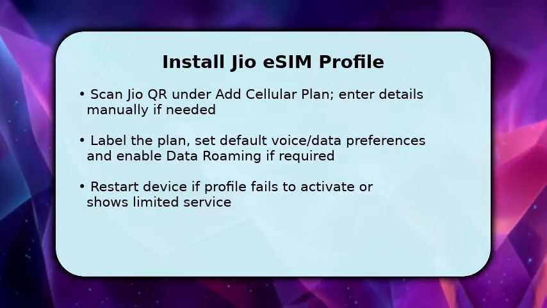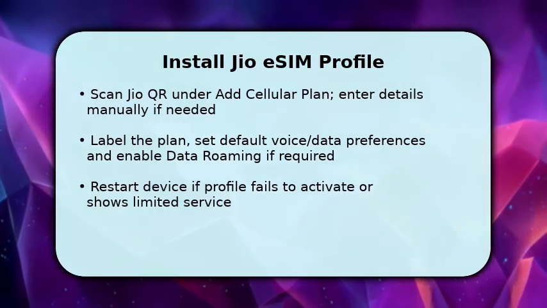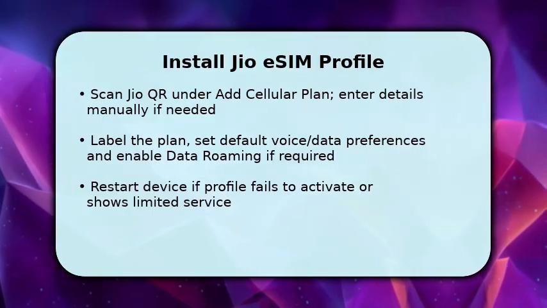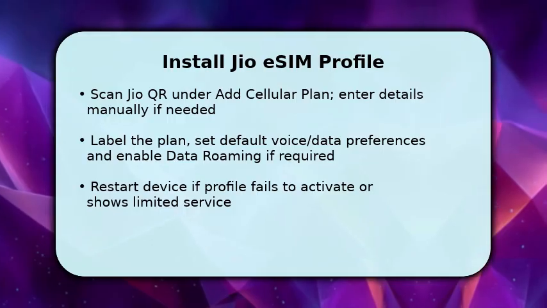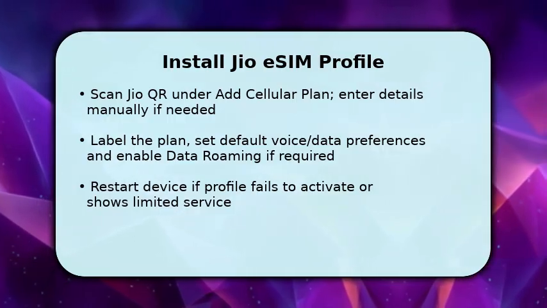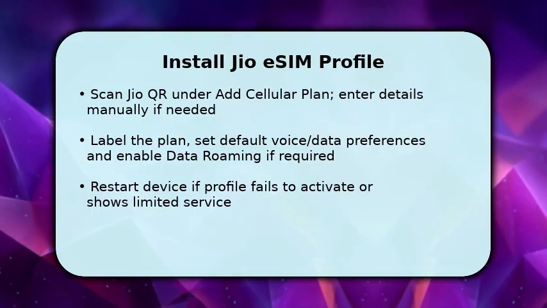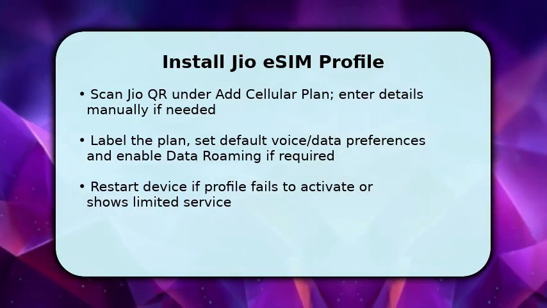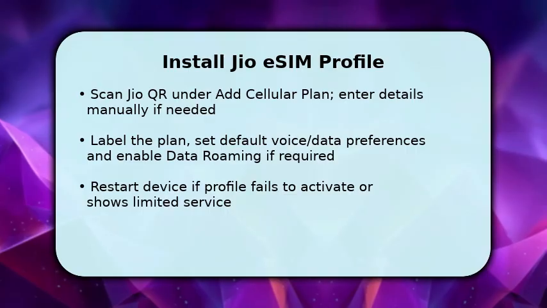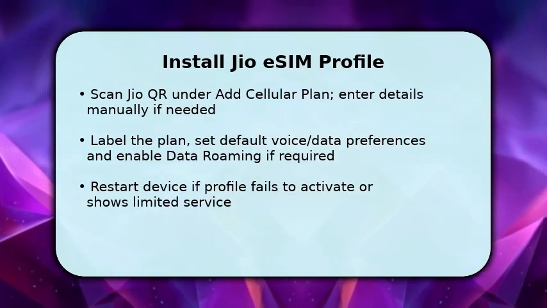Once the profile downloads, label the plan, for example, Jio, then select default lines for voice and mobile data and configure iMessage/FaceTime if prompted. Make sure cellular data is switched on for the Jio line. If activation stalls, wait a few minutes and then restart your iPhone to force network re-registration.